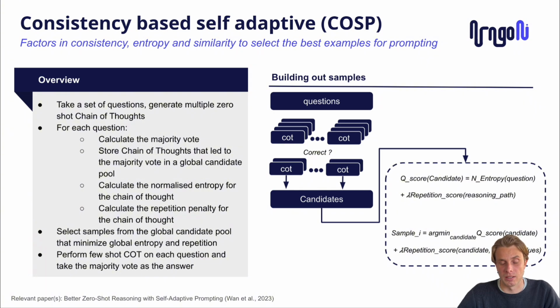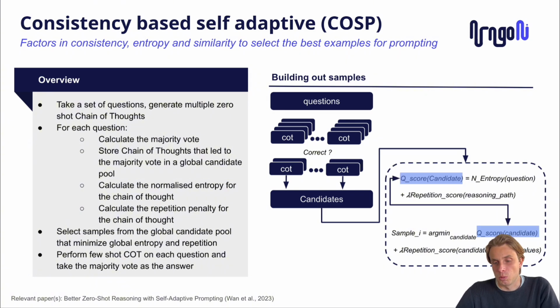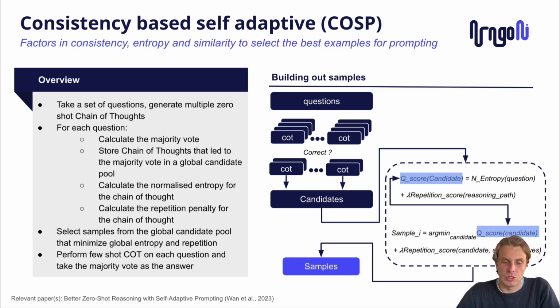your final sample set. So what this does is factor in consistency and similarity. We're looking for examples that are more diverse in their reasoning, and we also take in the entropy associated with the questions. So we do this process, and you can see how the question score comes through in both to get our samples. These samples can then be used for supporting few-shot prompting.